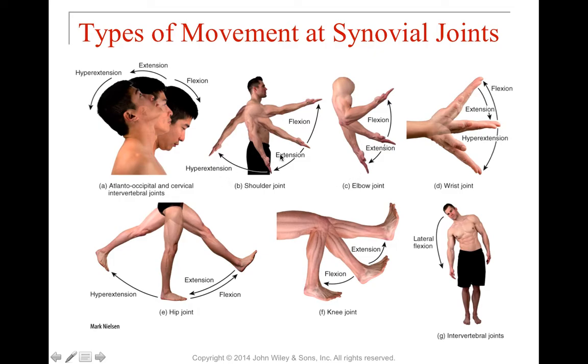Hyperextension would be awkward, but at the shoulder joint it works. Same thing with the wrist. Flexion, extension, hyperextension would be bending all the way downward. Same thing with the hip joint. Flexion, extension would be returning back to anatomic norm.